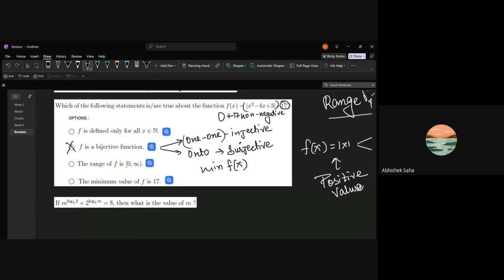Minimum value of f(x) is 17, right? Yes, sir. So the minimum value of this will be... Sir, but if we put x = 0 and remove that 17, we are getting 3. No, no, how can you remove 17? We only see for the mod, and put x = 0, then we are getting 3.